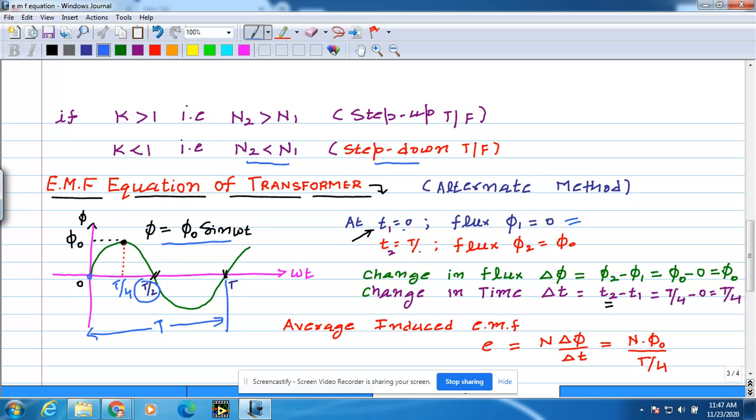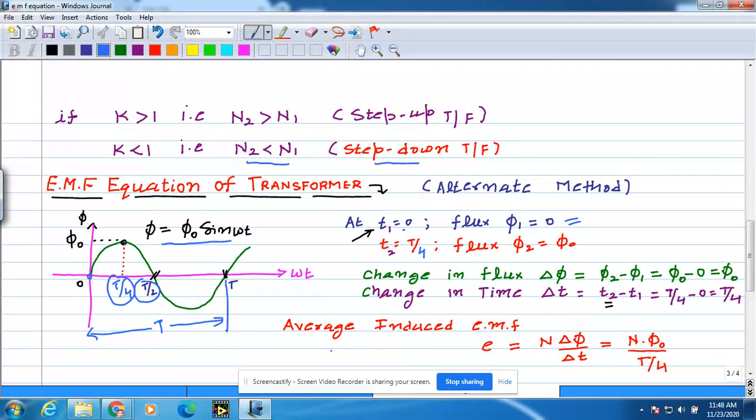And at t2 equal to T by 4, what is the value of flux? Phi 2 will be equal to phi naught. It means at T by 4, the flux is at its maximum value. The change in flux, delta phi, is phi 2 minus phi 1, which is phi naught minus 0, so it becomes phi naught. And the change in time, delta t, is t2 minus t1, which is T by 4 minus 0, so it becomes T by 4.